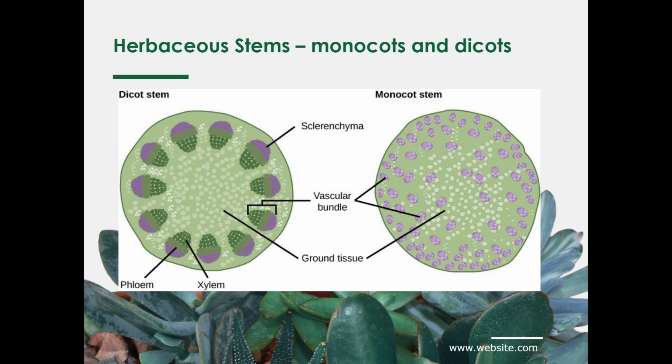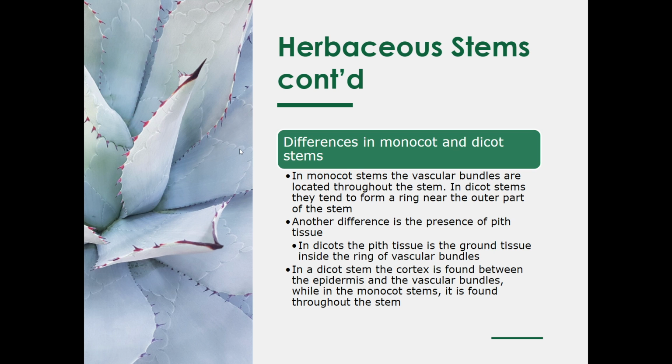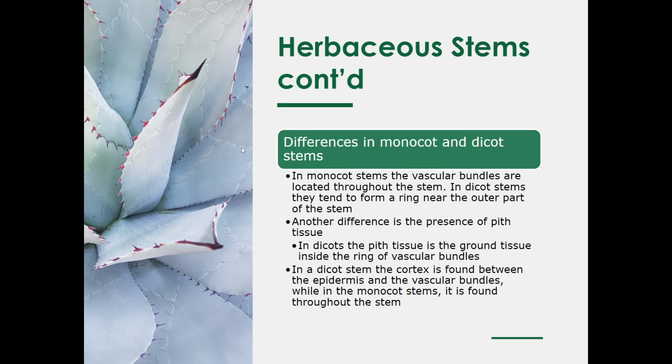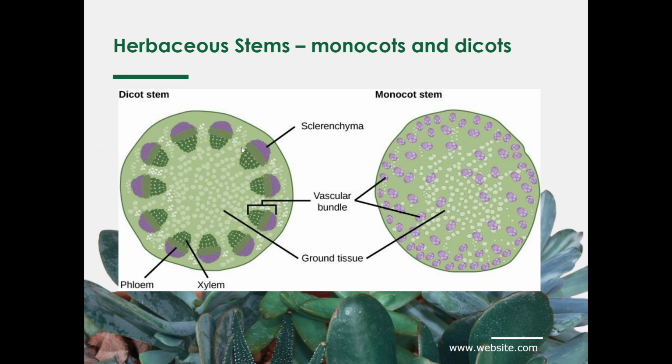So here we see that the epidermis will be on the outside. For the monocot, we have a scattered arrangement. For the dicot, we have a ring arrangement for all the vascular bundles. And again, in a dicot stem, the cortex is found between the epidermis and the vascular bundles. So the cortex would be right here or around the center, where we can't see a single area where we specifically find it, thanks to the scattered arrangement in the monocot.